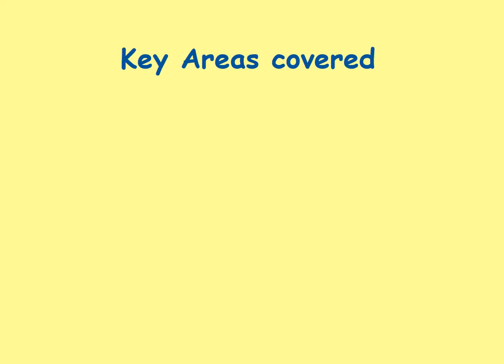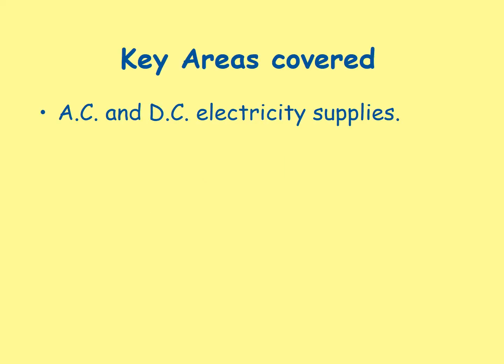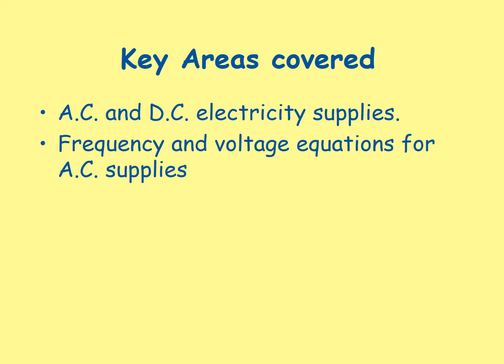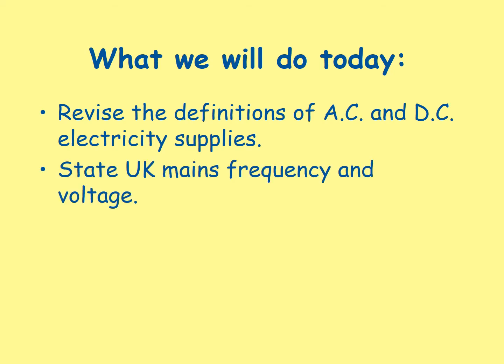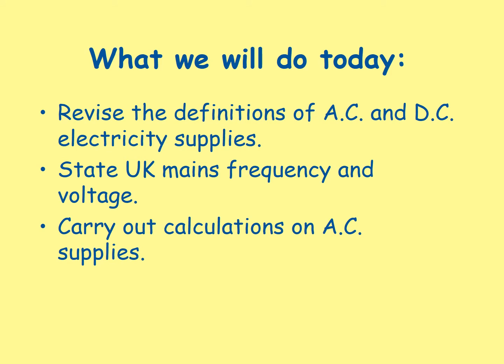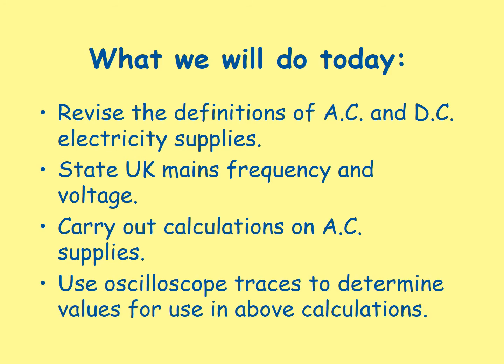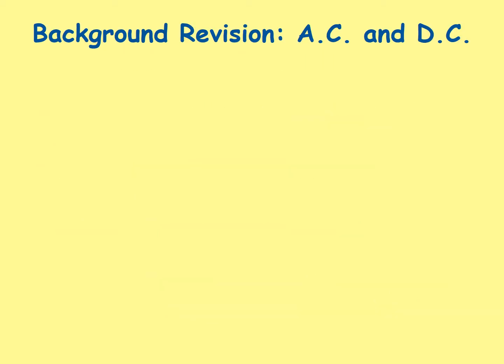Electricity. The key areas covered will be AC and DC electricity supplies, frequency and voltage equations for AC supplies, and oscilloscope traces. What we will do today is revise the definitions of AC and DC electricity supplies, state UK mains frequency and voltage, carry out calculations on AC supplies, and use oscilloscope traces to determine values for use in the above calculations.